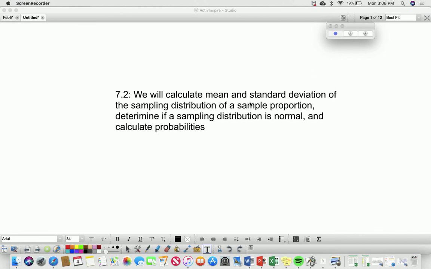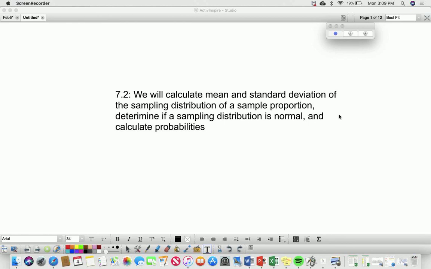So we're going to just start out with 7.2, the Reese's one, and I'm really sorry I can't copy things correctly. So we're going to look at proportions right now. We're going to calculate mean, standard deviation of the sampling distribution of a sample proportion, determine if a sampling distribution is normal, and calculate probabilities. What you're going to do first is the first page is review. I want you to go through that, and then the second page is going to connect the two. So if you don't get that, come back and we'll go through it.